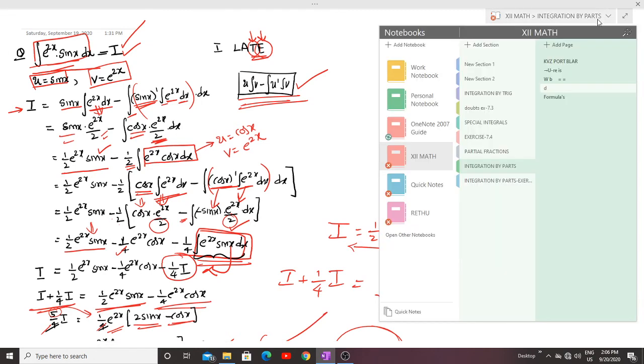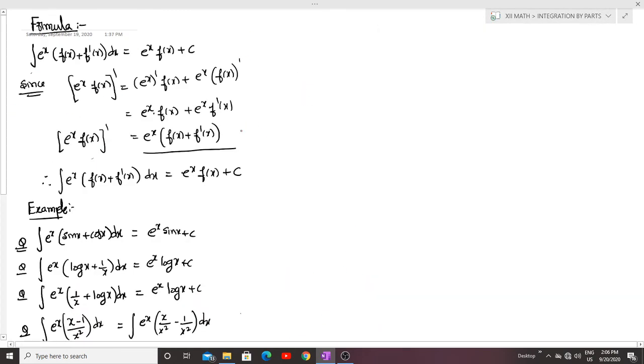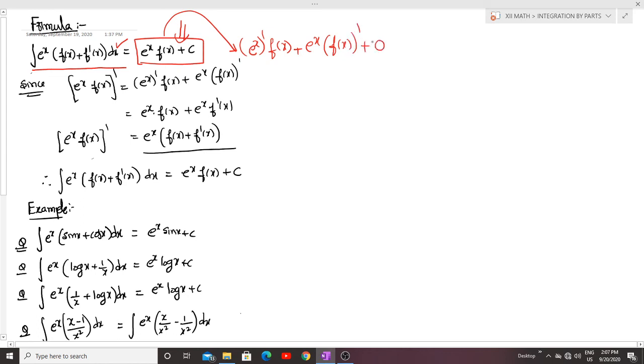Okay, next, last one. In this chapter, in this concept, we have a very important formula: the integral of e power x into f of x plus f dash of x into dx is e power x into f of x plus c. Reason: when I differentiate this one, what am I getting? Check. For e power x into f of x, I should apply the uv rule: u dash v plus uv dash, and the derivative of c is 0. So e power x f of x plus e power x f dash of x. Take e power x common. The format is like this.